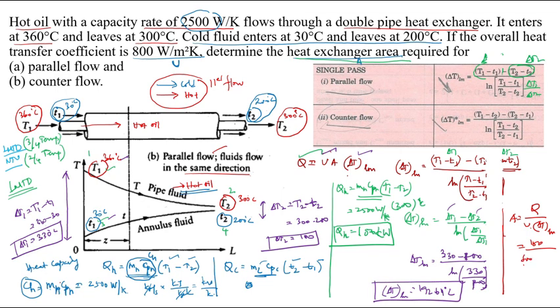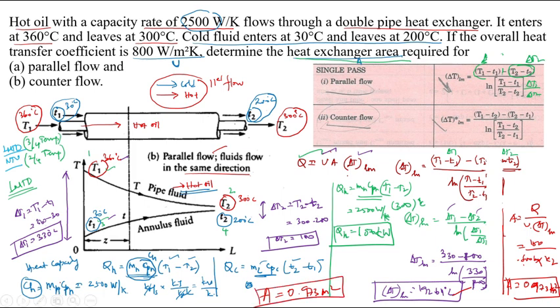Then delta TLM we can find, that is equal to 192.4. So finally, after substituting the values, you get the area equal to 0.973 meter square. So that is the area, 0.973 meter square for a parallel flow heat exchanger.